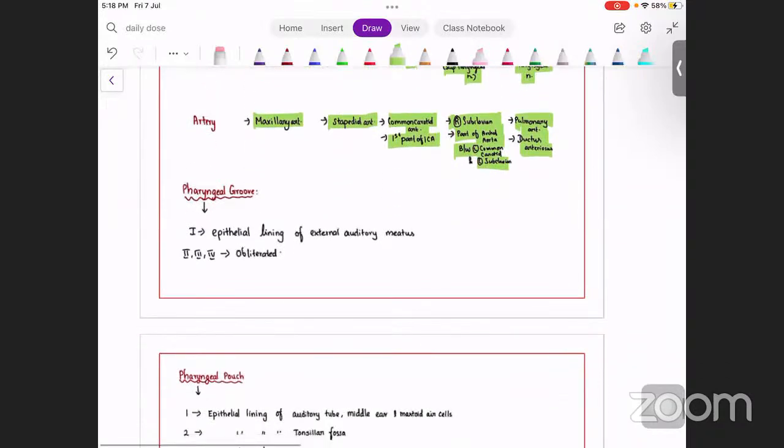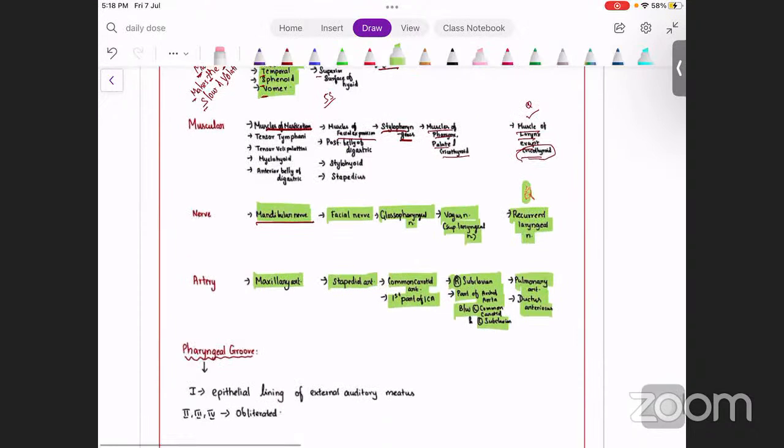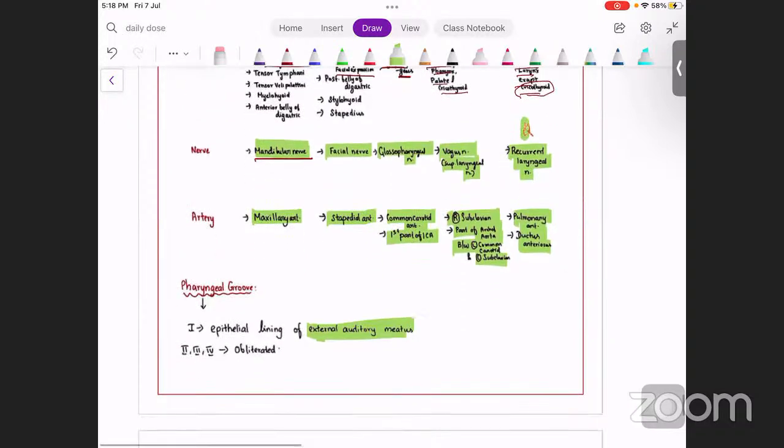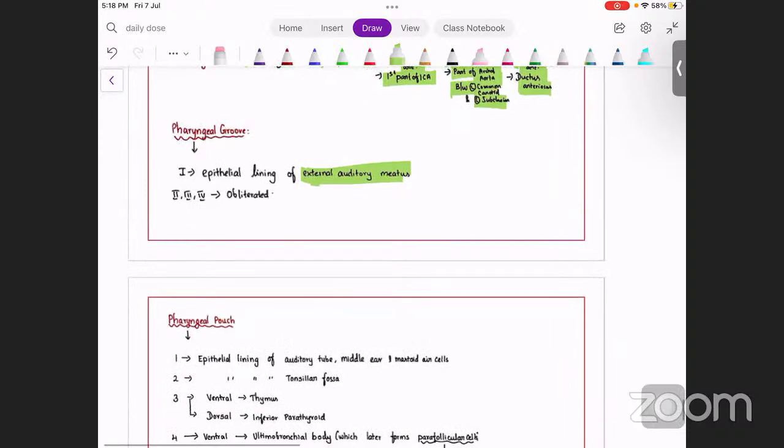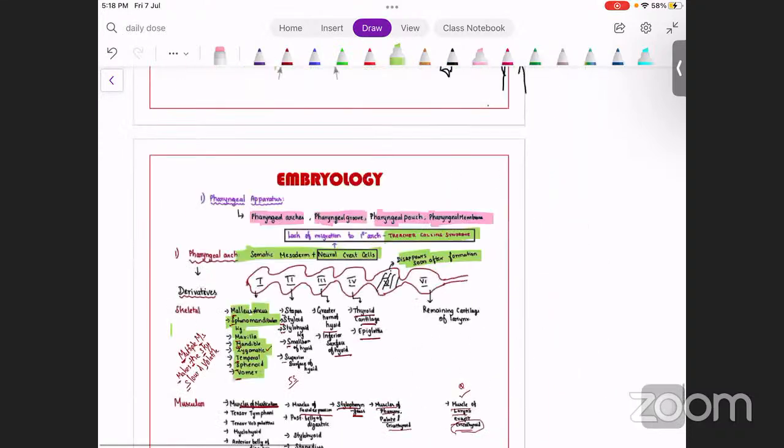Okay. Apart from that, you have the pharyngeal groove. The first pharyngeal groove gives rise to the epithelial lining of your external auditory meatus, while the rest of the pharyngeal grooves are obliterated. So there is nothing important in the pharyngeal groove. So we have discussed, in the pharyngeal apparatus, the pharyngeal arch and the pharyngeal groove.